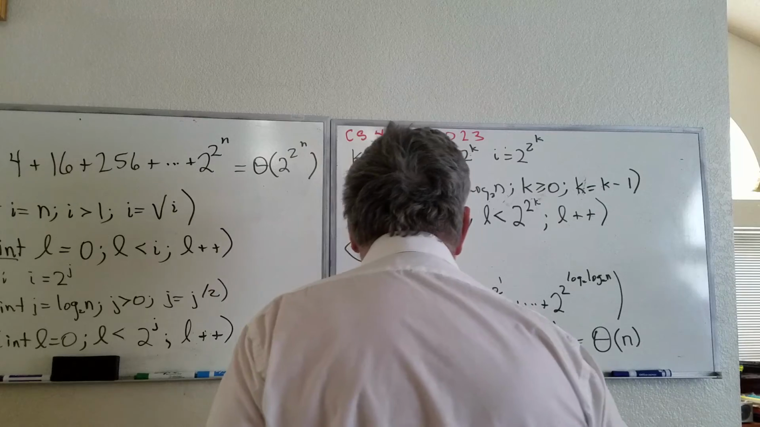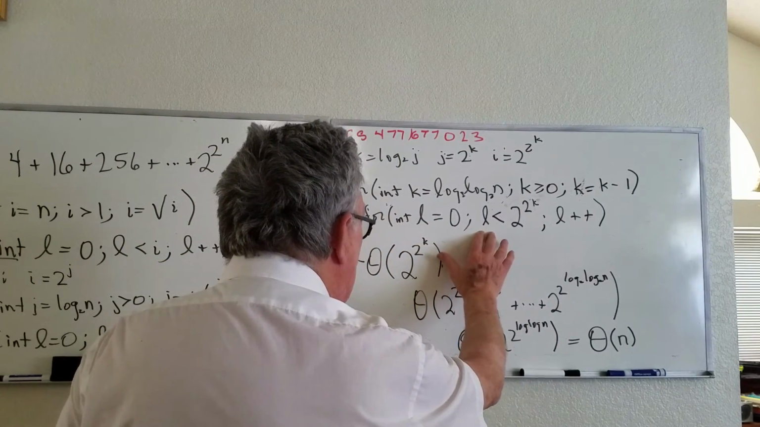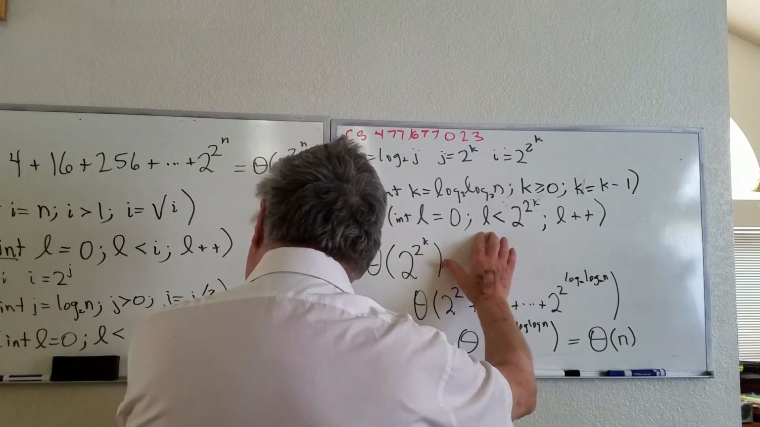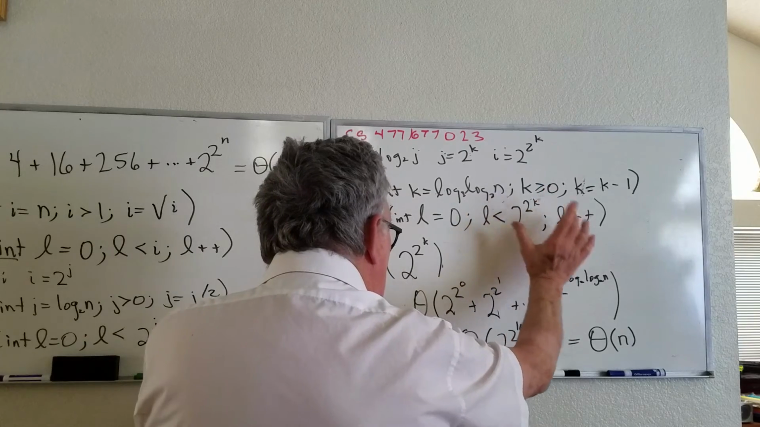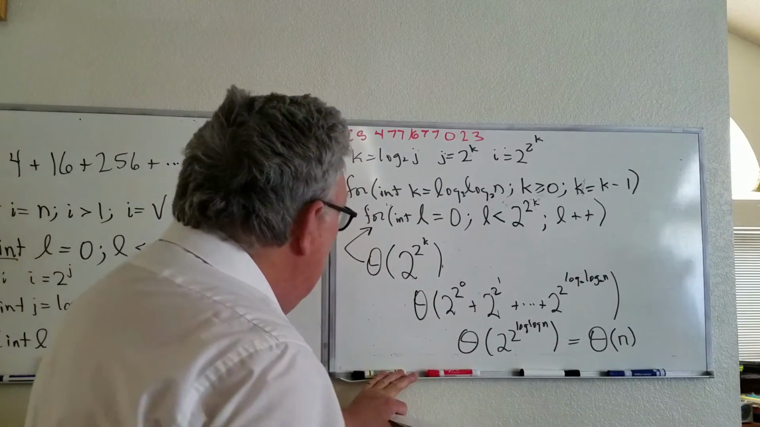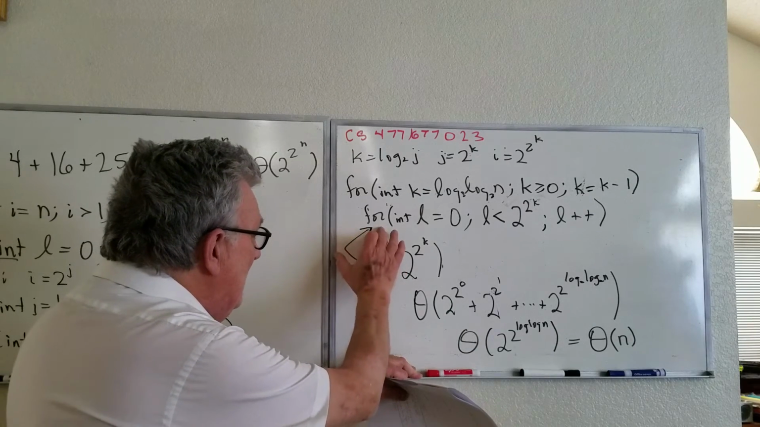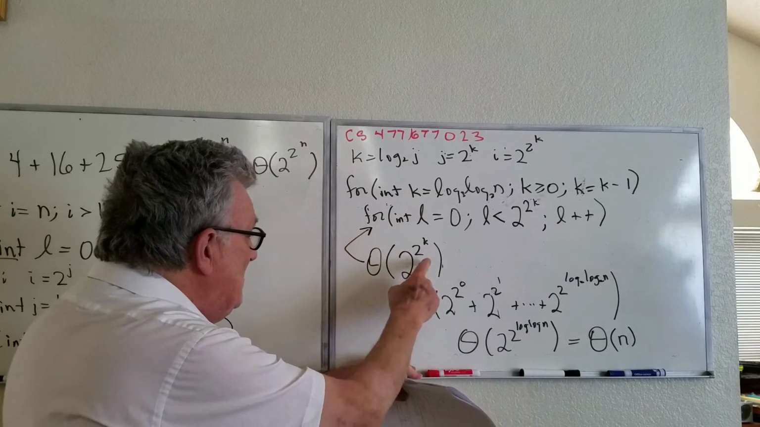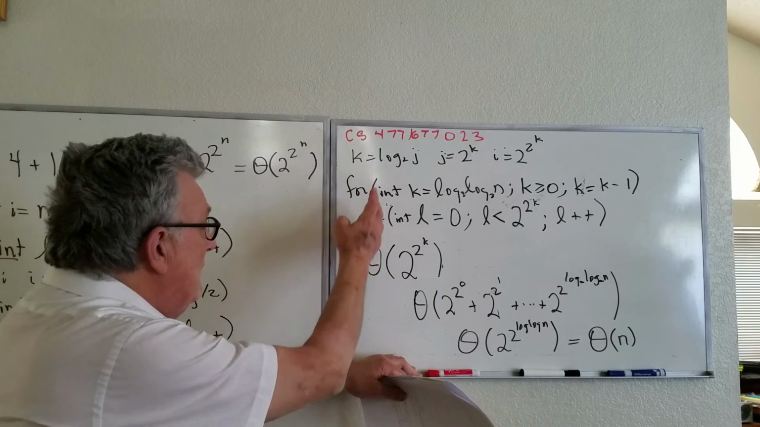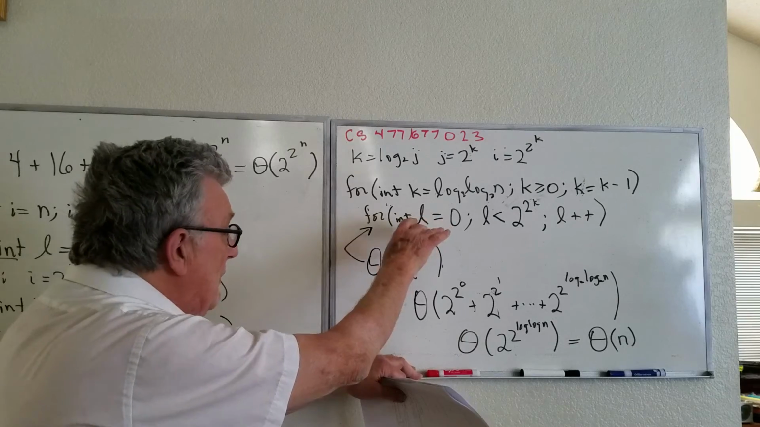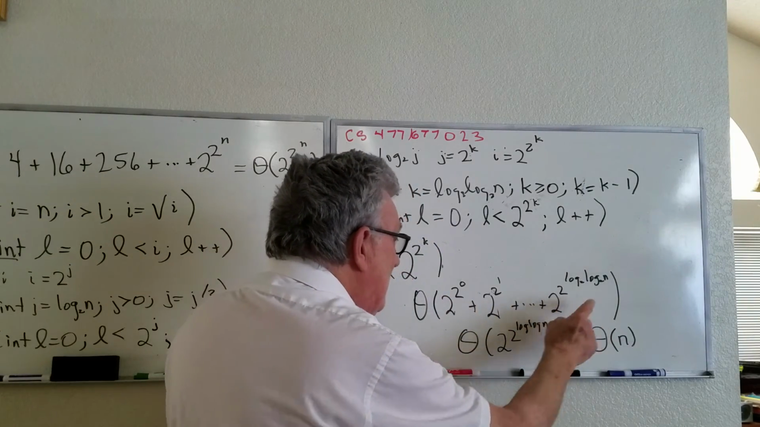All right, now, here L is 0, but L is less than what? It was 2 to the j before, but j is 2 to the k. So it's 2 to the power of 2 to the k, increment by 1. Now, by the theorem we put up last time, the number of iterations of the inner loop for each k is theta of 2 to the 2 to the k, which means the total number of iterations of the inner loop over all iterations of the outer loop is a summation here like this.